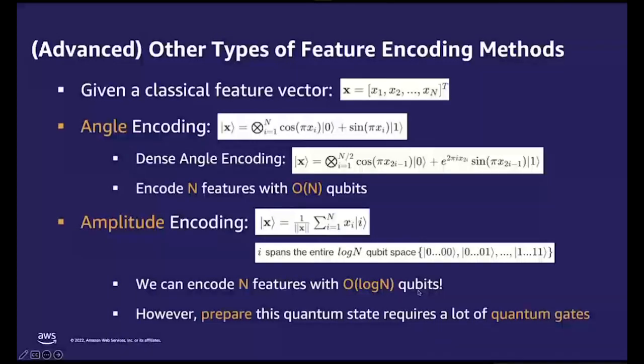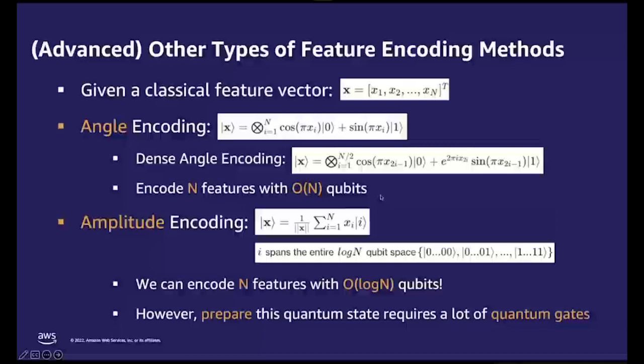And that is a very fascinating property that can only be done by the quantum computer instead of the classical counterparts. However, I want to point out that preparing this particular quantum state from the classical feature vector is actually much harder than the angle encoding or the basis encoding, right? In fact, it will require a lot of quantum gates. And smartly computing this quantum state is still an active area of research for now.